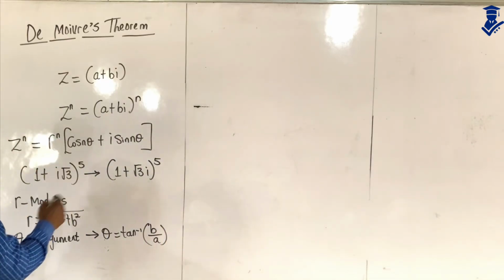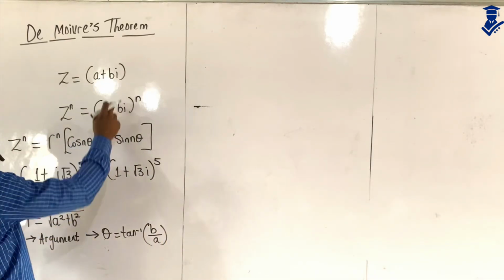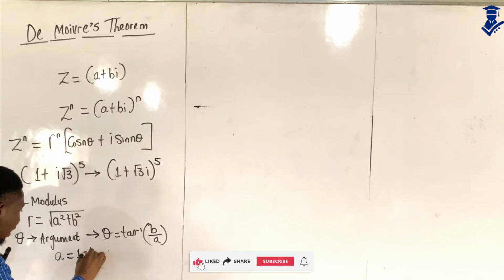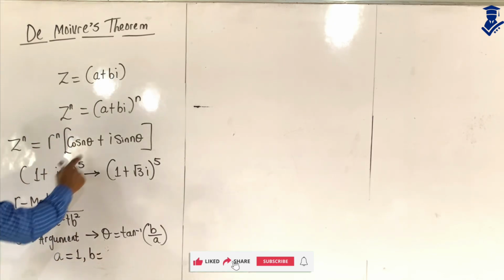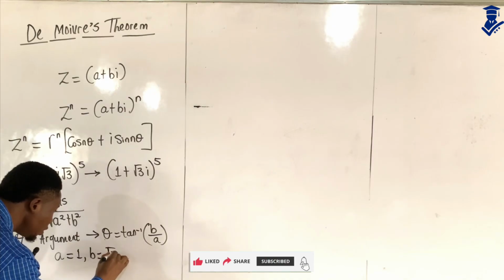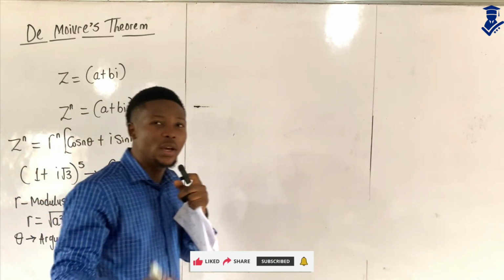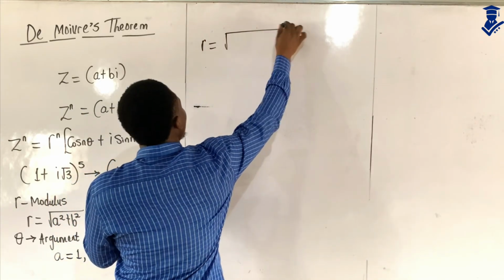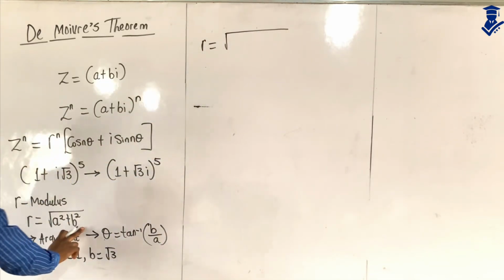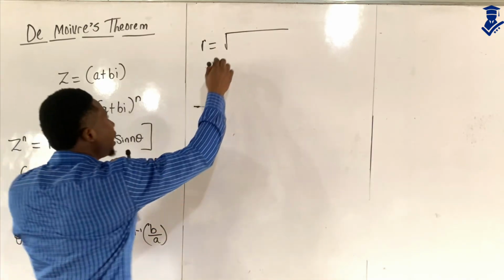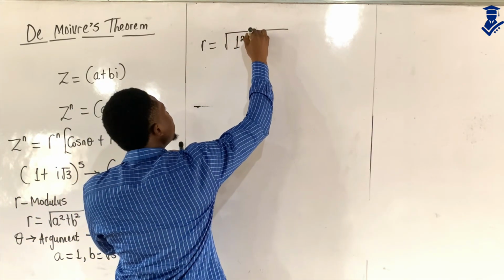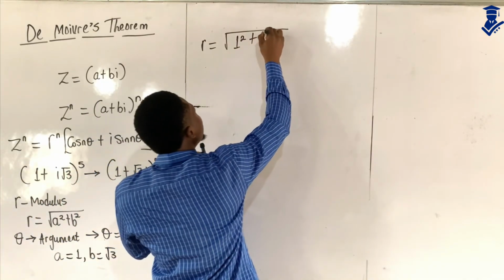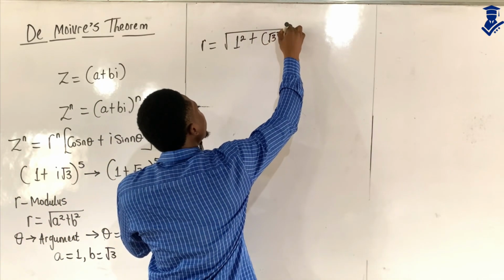Now, if you compare this to this, you'll find out that your a is equal to 1, and then your b is equal to root 3. So let's find our modulus. Our modulus r is going to be equal to square root of a squared plus b squared. Our a is 1, so that's going to be 1 squared plus, our b is going to be root 3 all squared.